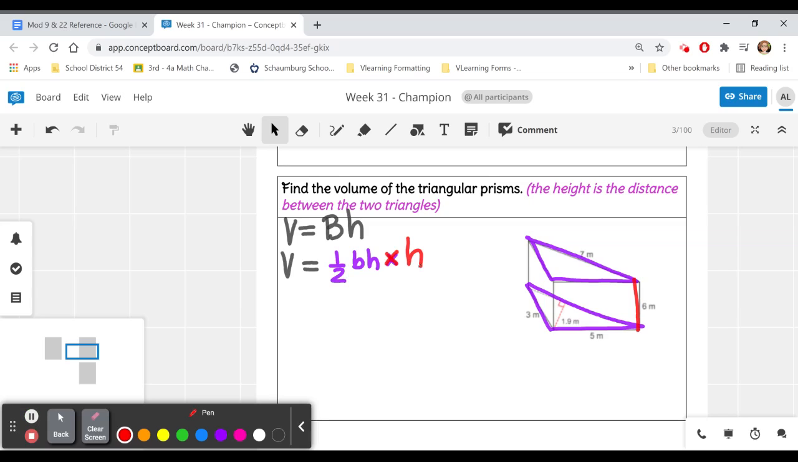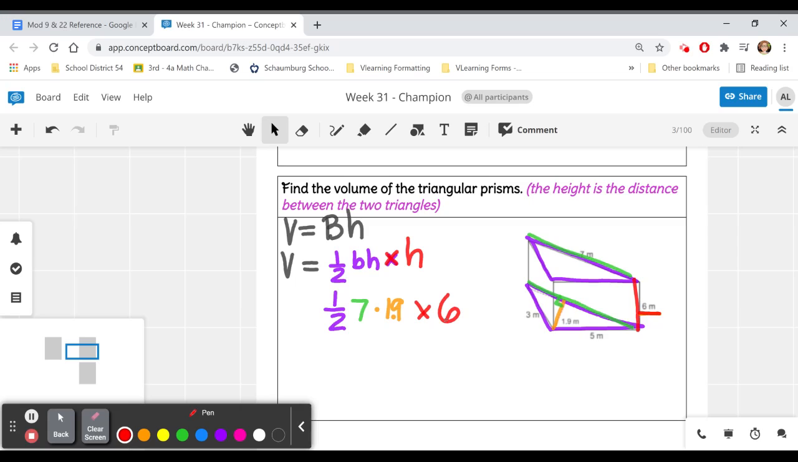You're going to see 2 letter H's here. One represents the height of the triangle, which is this red dotted line here, which we're going to make orange, which is 1.9. And then the red line here, 6 meters, is the height of the actual prism. The base of the triangle is going to be this distance here that runs perpendicular to the height, which is going to be 7. And the height, as we said before, was 1.9. And the height of the prism itself is going to be 6.